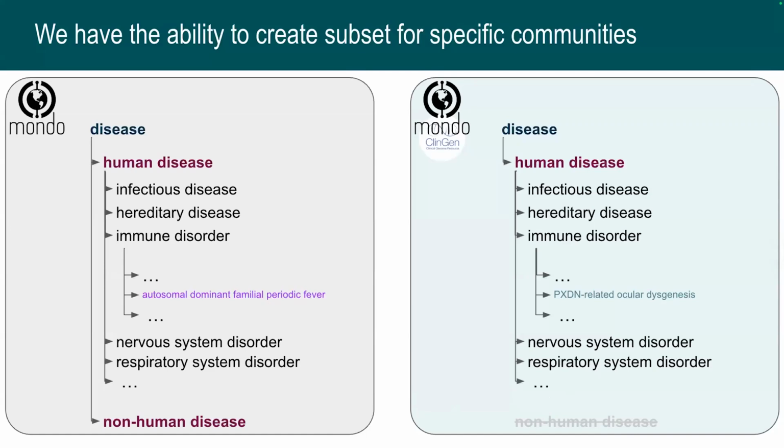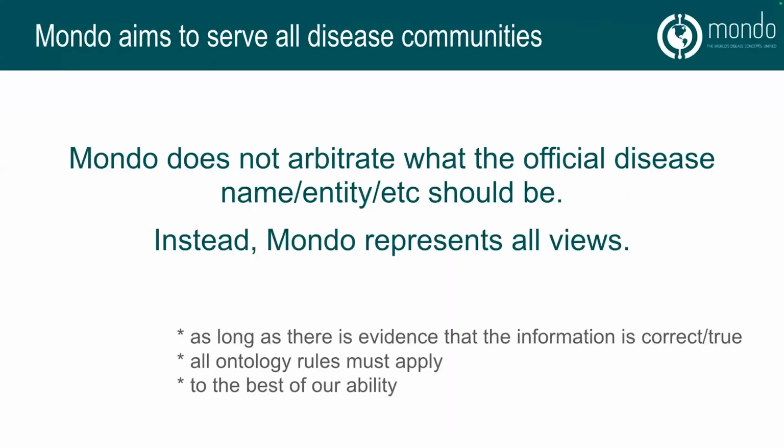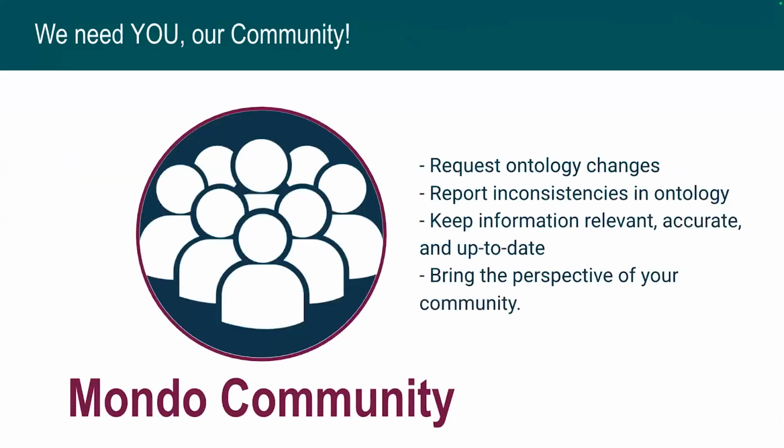And behind the scenes, as I said, nothing is different. The ontology is still the same. All the information in the ontology is the same. The classification is the same. So it's really just adapted to what you need. So this is pretty much it. Again, we try to please everybody, and we try to make it so that Mondo is useful to all of you, as long as the ontology rules are maintained.